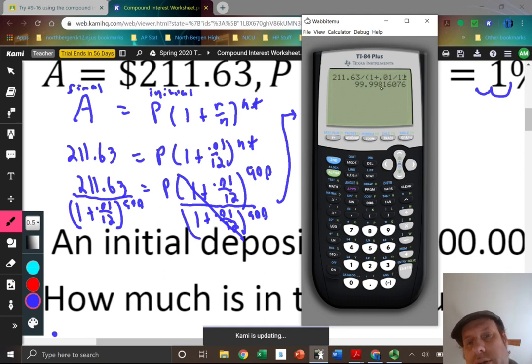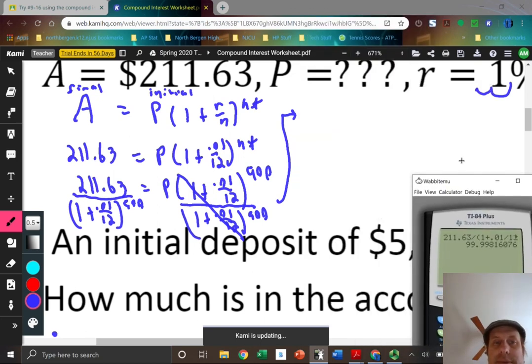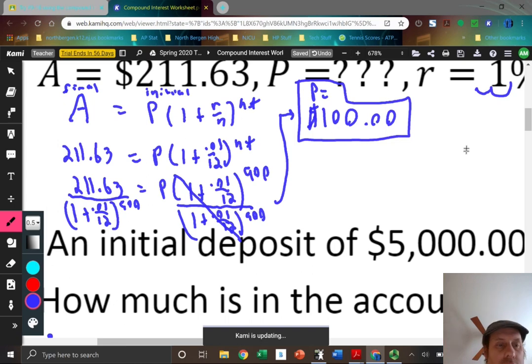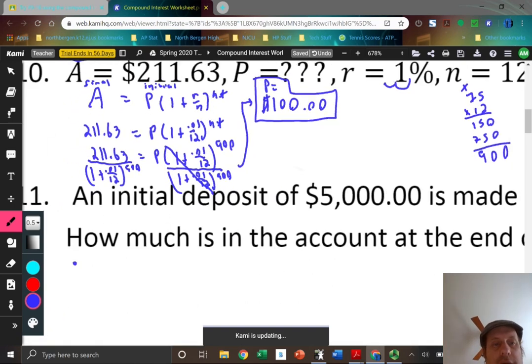99.998. Well, what does that round to? The 8 rounds that up to 00, which will round this up to 100. So the answer is actually just going to be $100. Okay. So the principal in this case, P, is going to equal $100. That's it. All right, a little confusing, but not that bad.